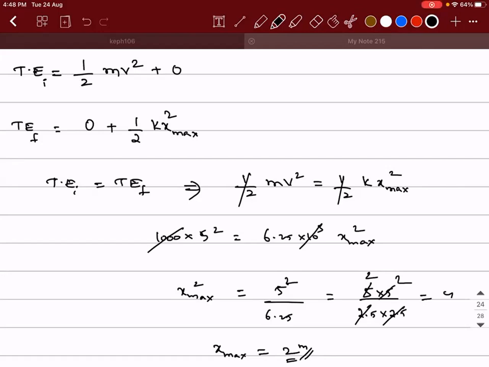Sir, please tell, why is the velocity 0? Because it should stop. When maximum compression has happened, the car cannot travel beyond that. It is because of the car only that the maximum compression has taken place. Means whatever kinetic energy it had, it converted everything into what? The elastic potential energy.